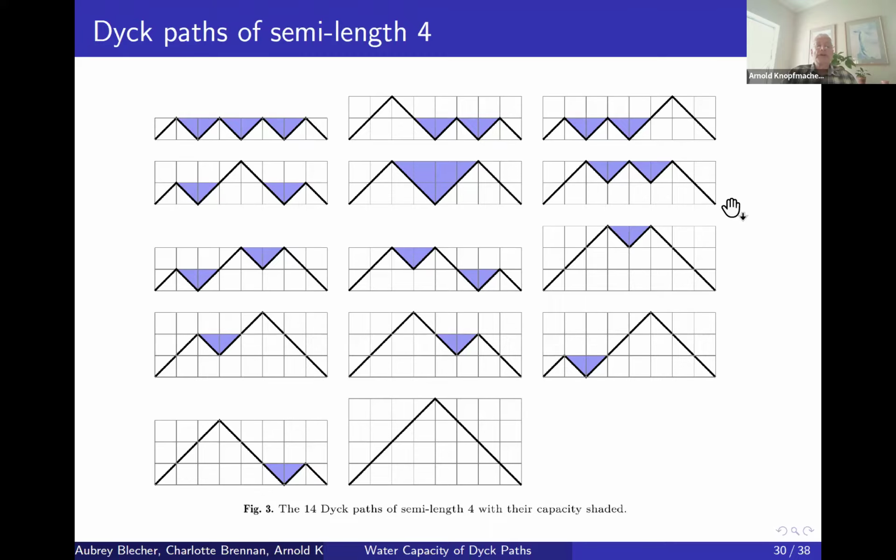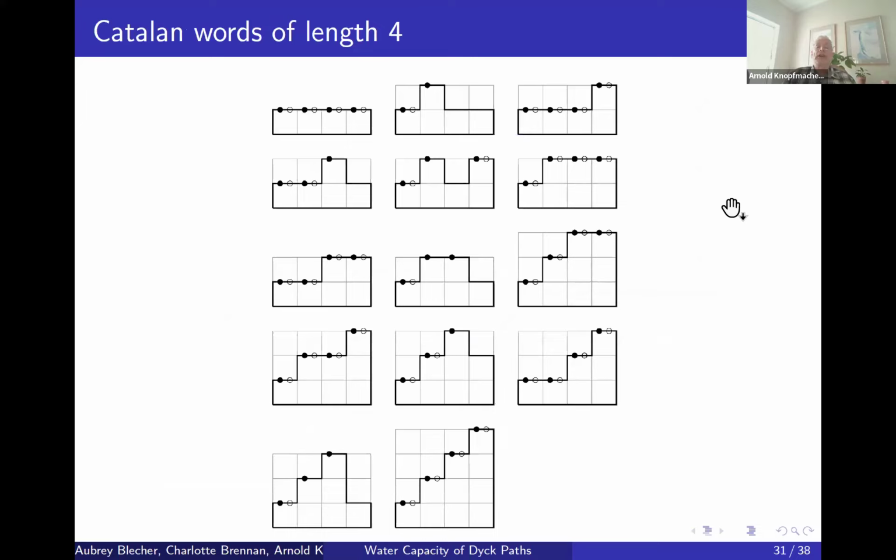So, for example, these 14 pictures here are in bijection with those 14 pictures there, which are Catalan words. But as you can see, there's virtually no water at all in the Catalan words. In fact, the only Catalan word that has any water is the middle one on the second row, which has 1 unit of water. All the rest have no water at all, because if you pour any water over them, it just runs off. So the good news is that working out the water for Catalan words is therefore a new problem, which means we could write another paper on it.